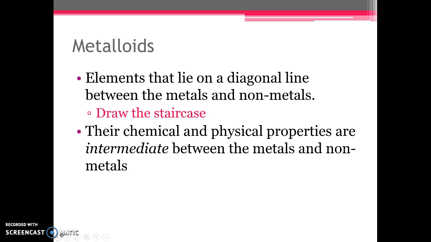In between the two, you have some that share properties called the metalloids. They lie on the diagonal line between the metals and the nonmetals. I'm going to show you where we draw the staircase. Their chemical and physical properties are between metals and nonmetals.